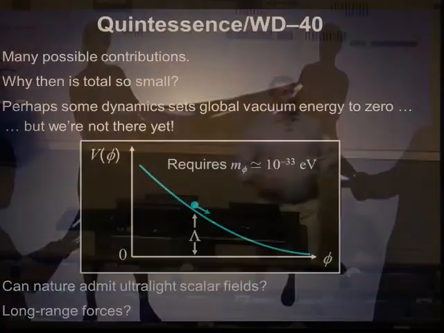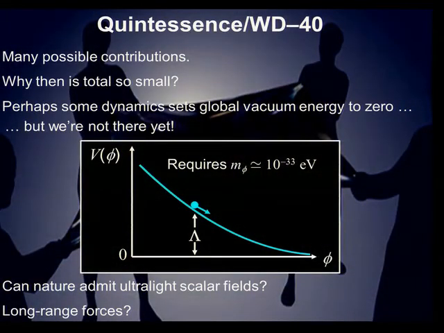Let me turn to the other way of modifying the right-hand side of the Einstein equations that I call WD-40. This involves quintessence, which is the name of the scalar field responsible for the changing cosmological constant. So there are many possible contributions to the cosmological constant. Why is the total so small? Perhaps some dynamics that we don't understand sets the ultimate value of the cosmological constant to 0, but we're not quite there yet.